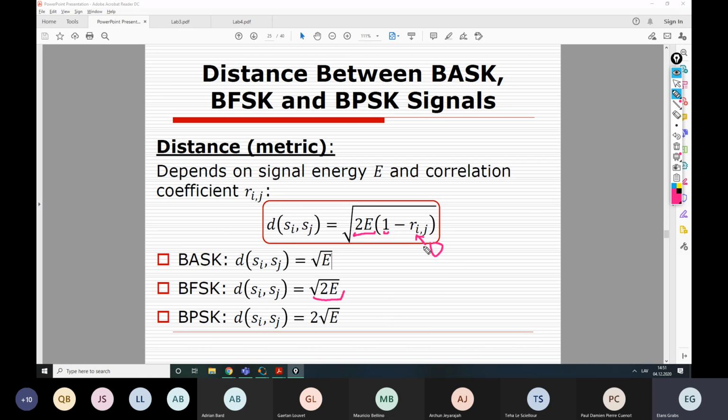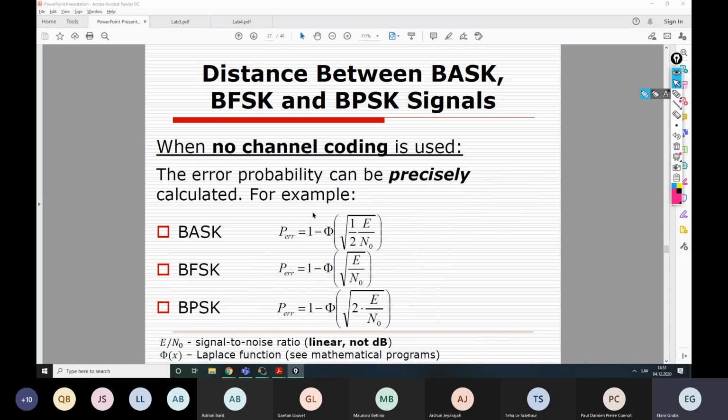And for the phase shift keying, this coefficient is actually -1, which gives us here 2, and calculate as square root of 4E, which gives us 2 square roots of E, right? So that is the distance which we actually used in these formulas, if you remember, right? So basically this distance is written inside of here, right? So this is here, here, and here.